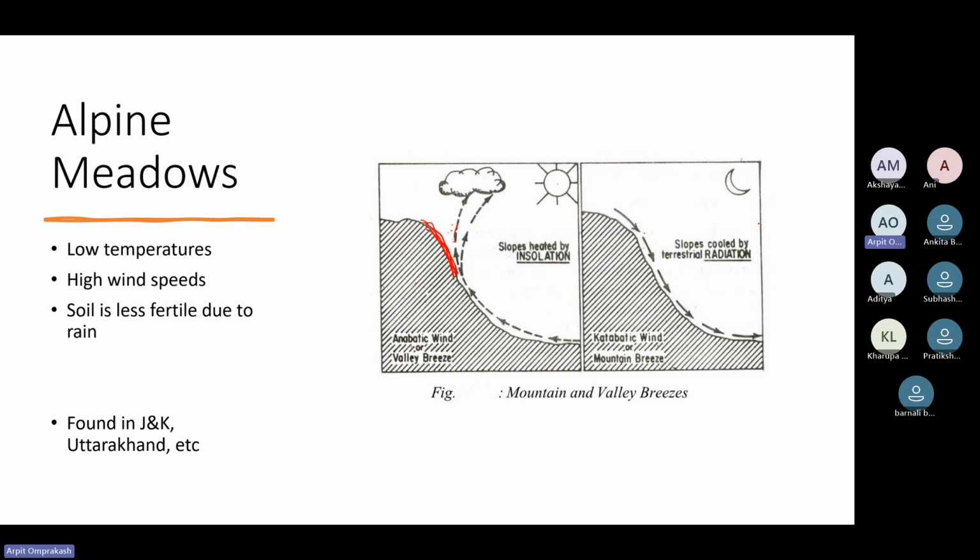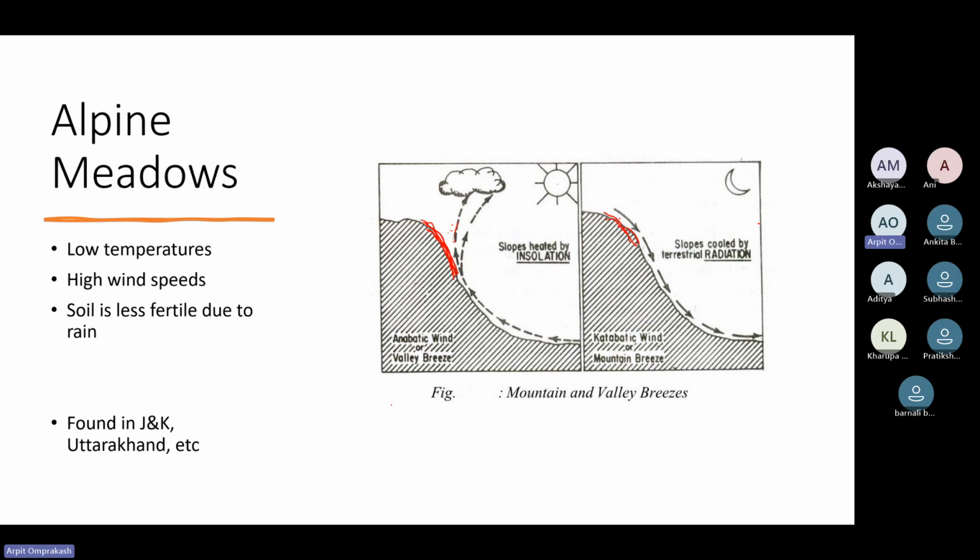And during the night, again this part loses heat faster, so it cools down. And because cold air is denser than hot air, it moves down to the valley. And this is known as a mountain breeze. So basically, because of these phenomena, there are always high speed winds found in areas like this.